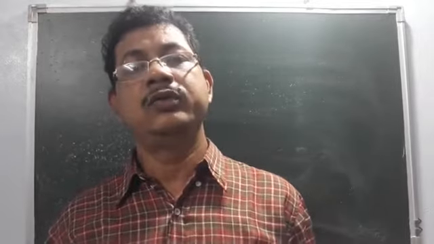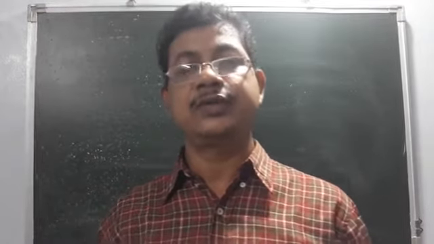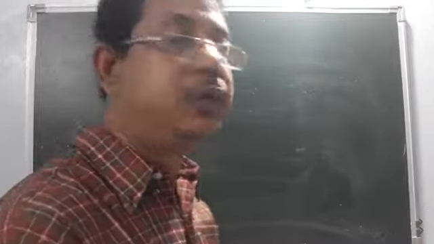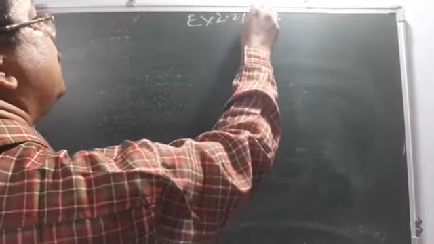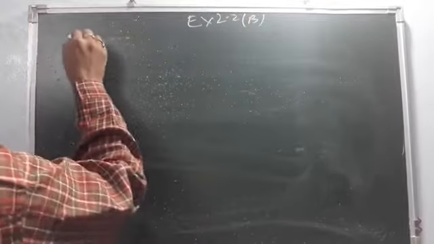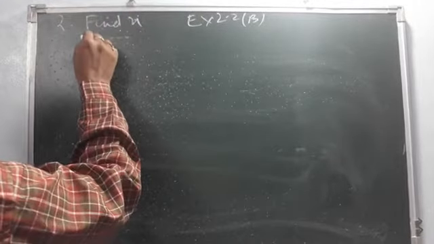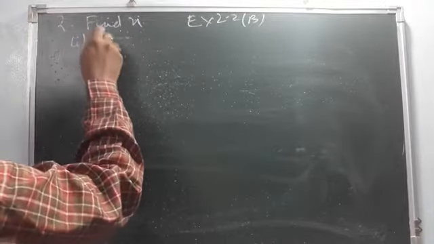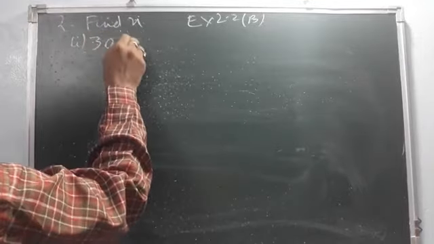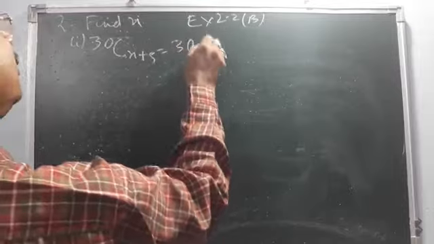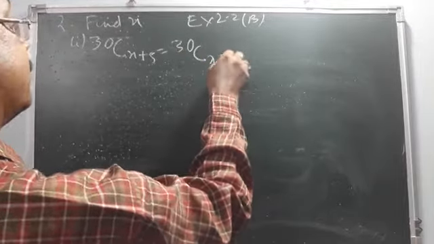Now we are going to do permutation and combination, Exercise 2.2. Now question number 2 of Exercise 2.2b. They say find n. You have to find the value of n. The question is 30C(n+5) is equal to 30C(n-3).